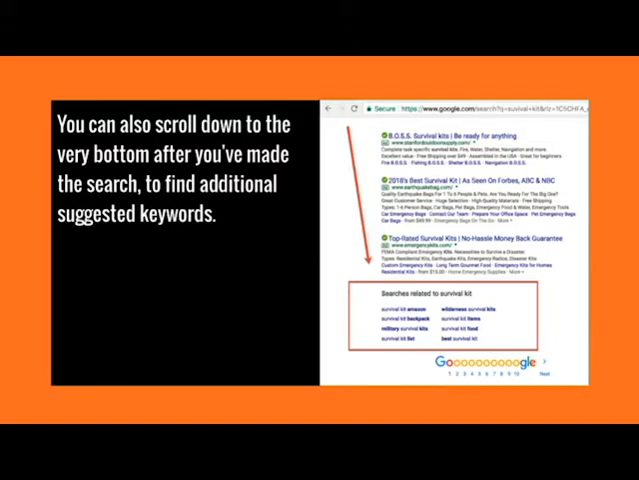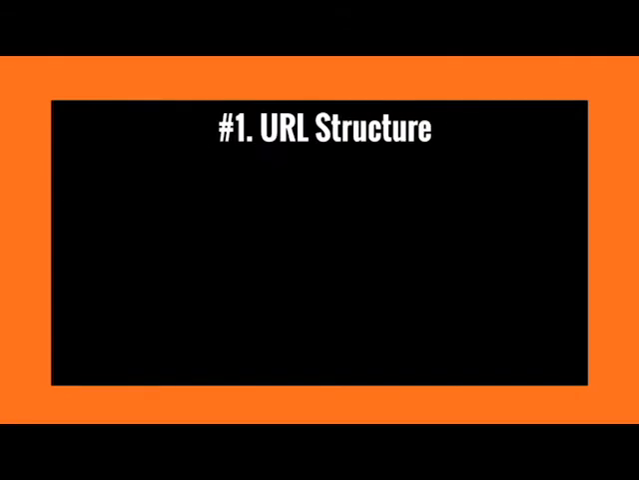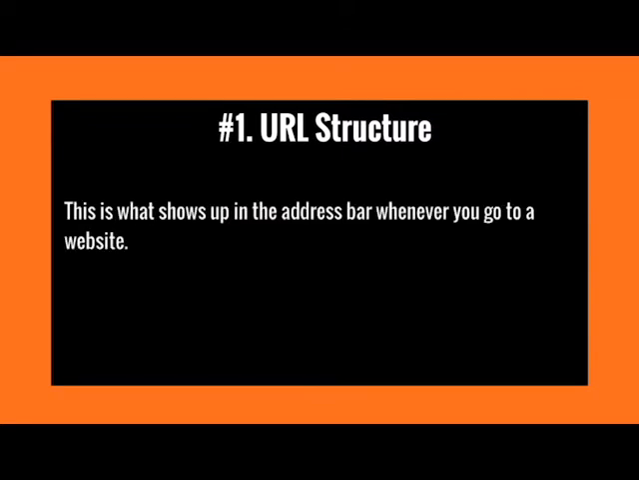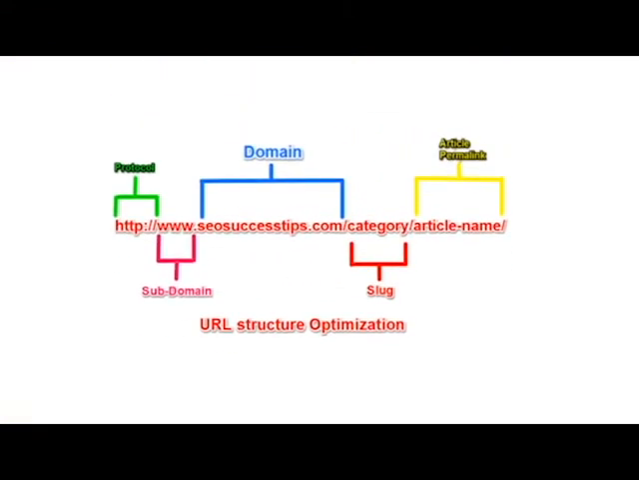So, now that you have a basic understanding of basic keyword research, let's move on to our 5 important factors. These are number 1, the URL structure, which includes the domain name and the category name, the file name, even the page name. These are part of one URL, as this is what shows up in the address bar at the very top. Whenever you go to any website, you see the domain name, right? Then the page name, and all that in the search bar at the top where the URL is. That is the URL structure.